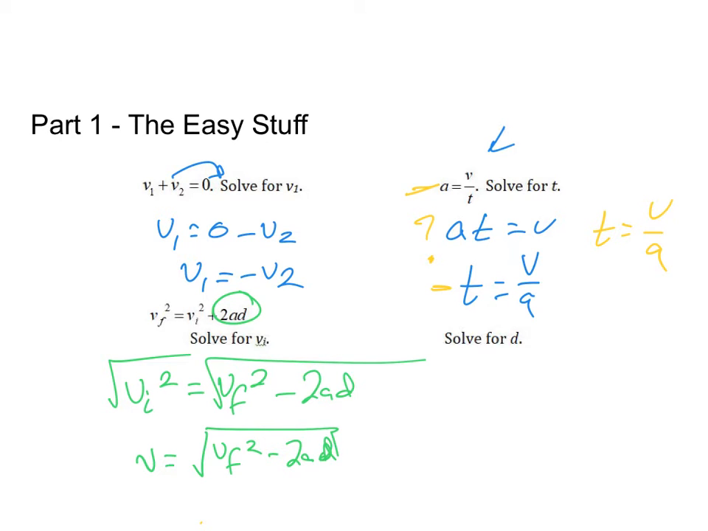Right? So we're just solving symbolically. The other one, solve for d, is a little bit more complicated. But I'm going to subtract vi squared right away. So I got vf squared minus vi squared equals 2ad. If I'm solving for d, I'm going to divide the whole thing by 2a.